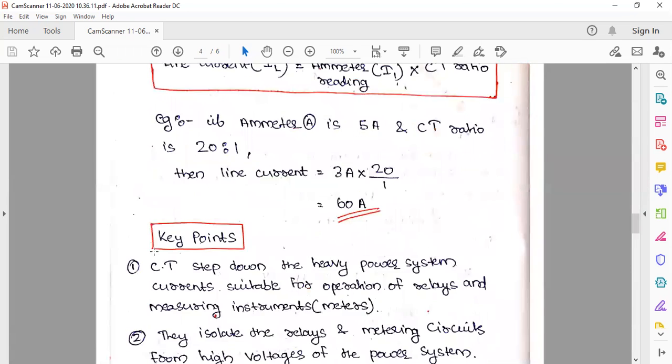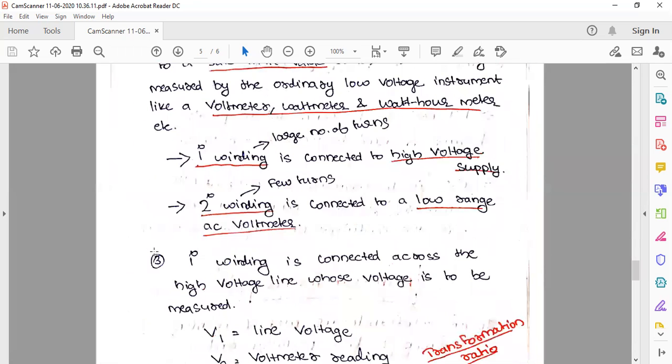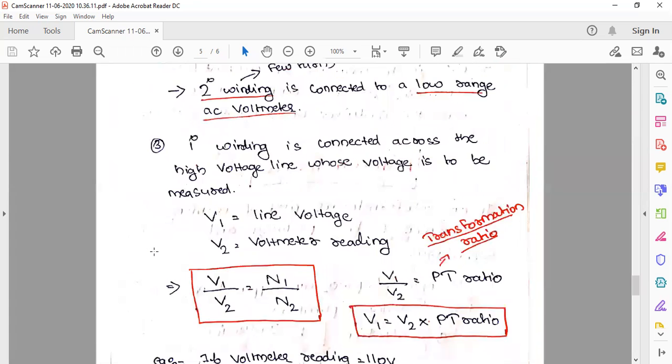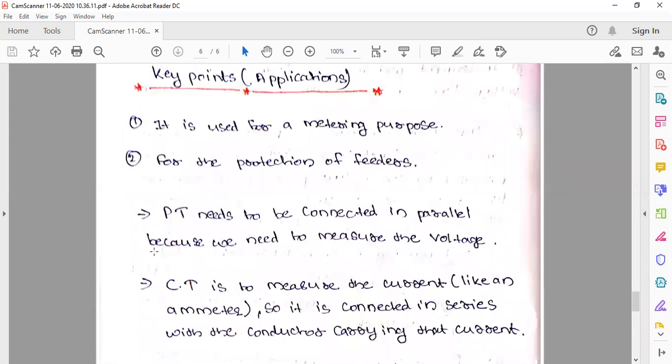Okay. I hope the topic is clear for you, and the diagram is also important. Okay. Thank you.